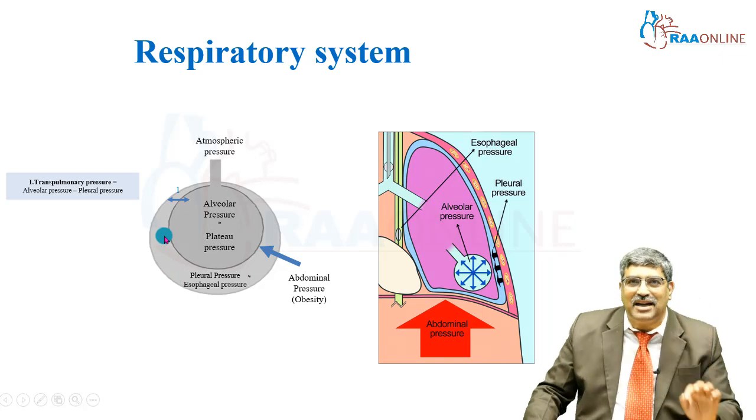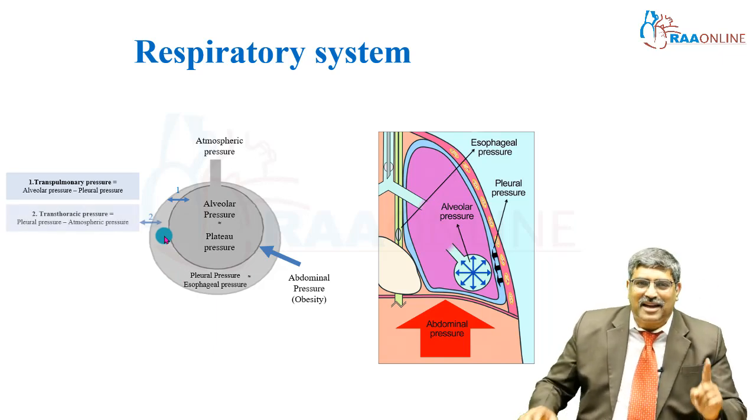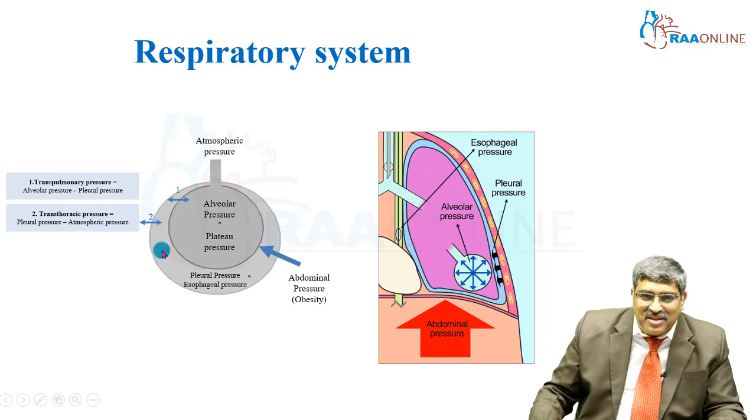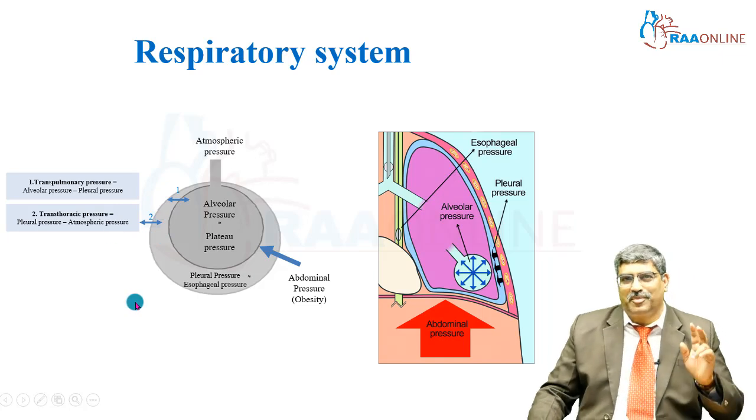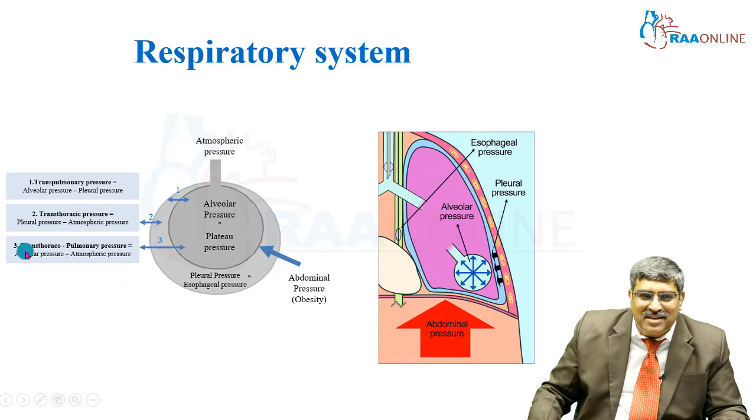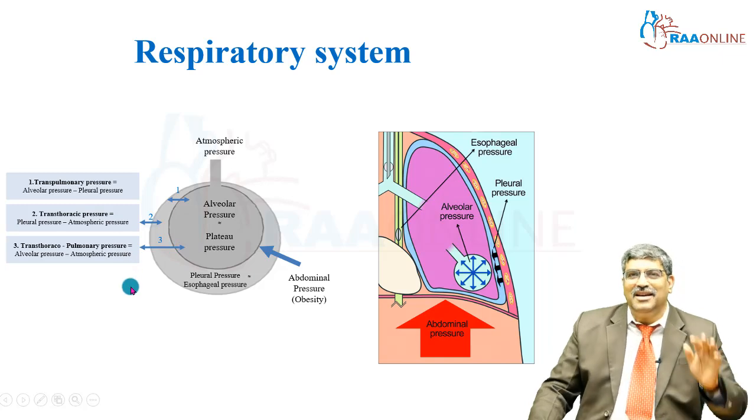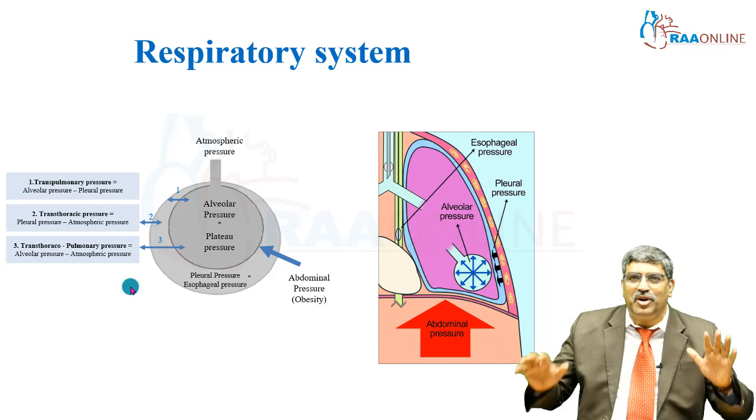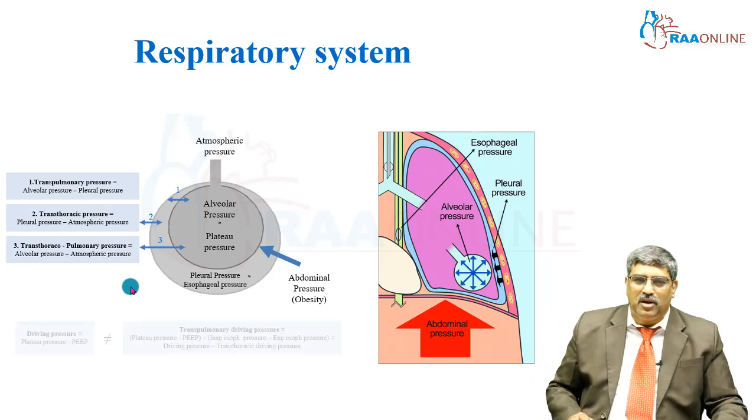That is transpulmonary pressure. The second pressure which you should know is transthoracic pressure, which is the difference between the pleural pressure and the atmospheric pressure. But what is more important is the transthoracopulmonary pressure, which is the difference between the alveolar pressure and the atmospheric pressure. This pressure is going to be altered in obesity.